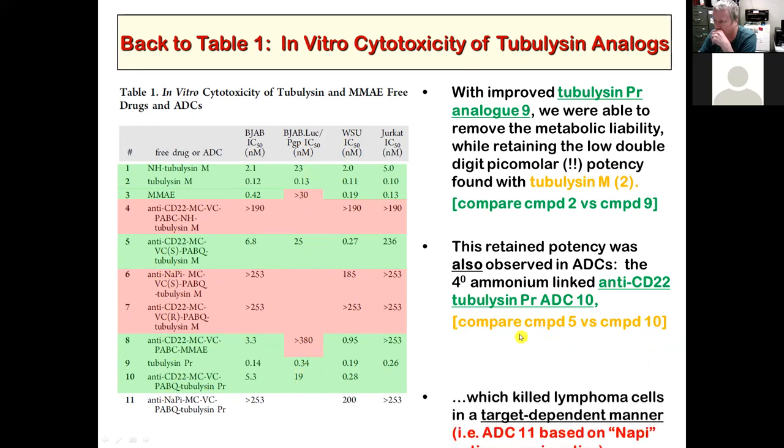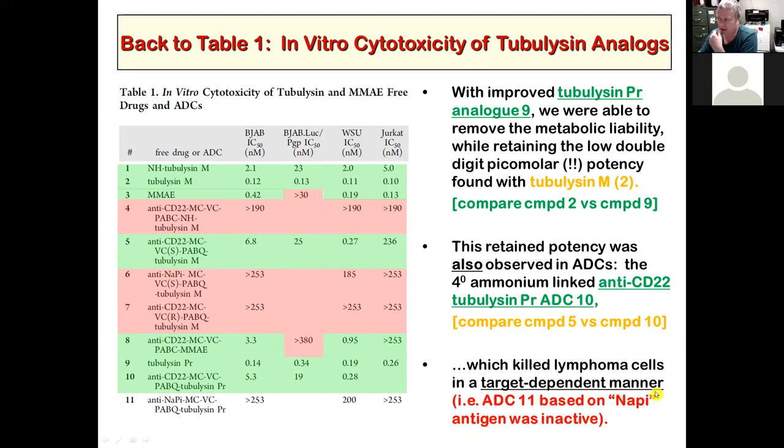10 matches 5, which kill lymphoma cells in a target-specific manner, meaning that if they created conjugate number 11, that used the NaPi target, which is just an off target, that was totally dead. So it's just showing they have a very specific, cool antibody drug conjugate that's very specific for CD22, and that's using the propyl technology, which seems to be maybe a little more metabolically favorable. Okay, good. There's their moneymaker now. So compound 10 seems to be the new moneymaker, okay?